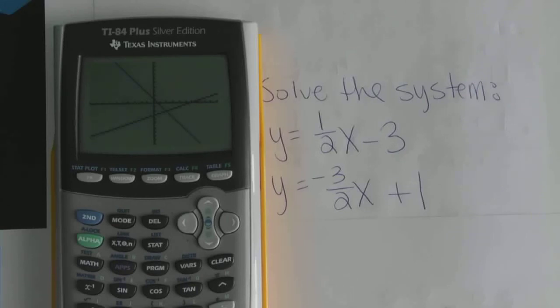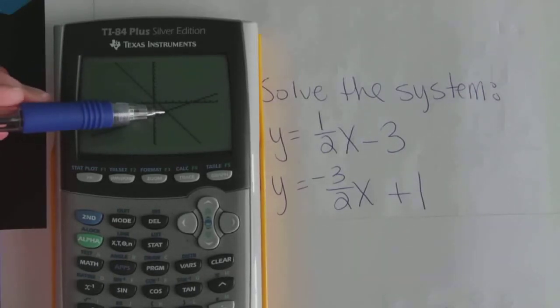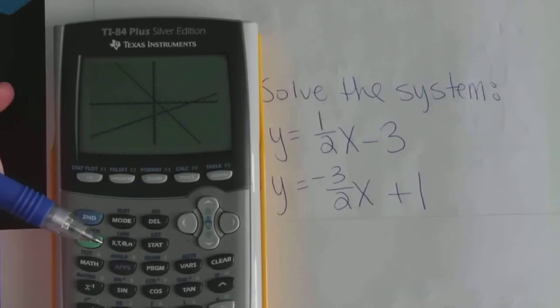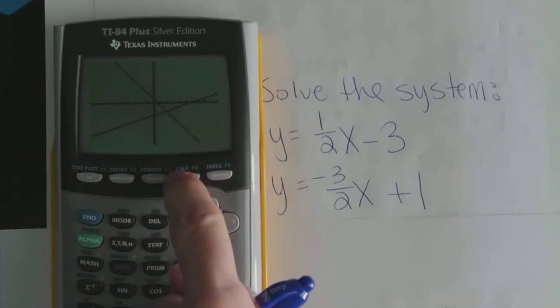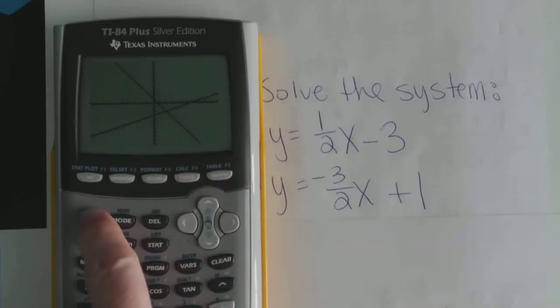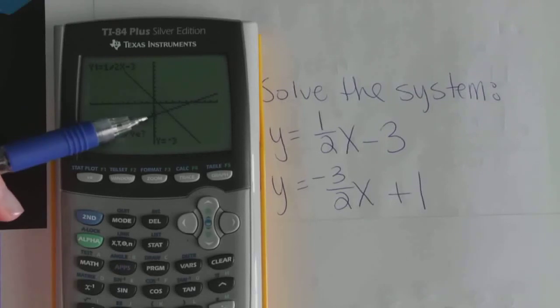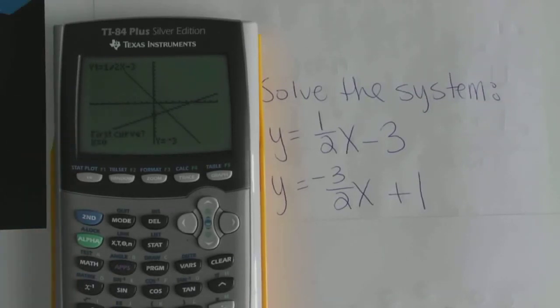Now we're going to hit graph. Let's take a look at these lines. There's my first one, positive 1/2 x minus 3, and there's my next one. Clearly, we have a point of intersection right here. And so now to find it, we have to go through those keystrokes again. Hopefully you're remembering we want to calculate. So we have to hit second trace. So second trace, come down. We're going to find where these two lines intersect.